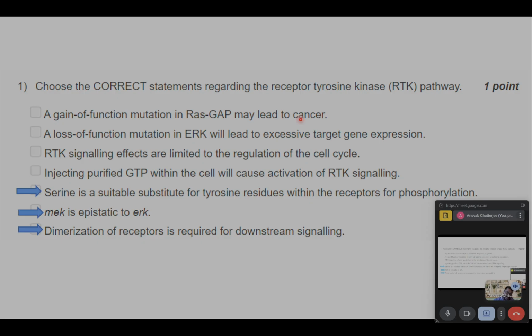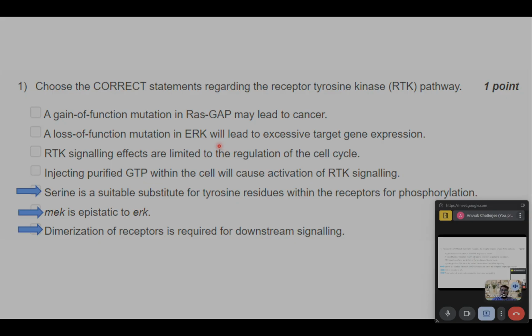That is obviously not correct, because cancer would need activation of the entire pathway, and because it causes self proliferation, more cell proliferation, so it will lead to cancer. But with the gain of function in RAS GAP, it will actually down regulate and cause less cell proliferation, or actually completely stop the pathway, and thus this option will not be correct.